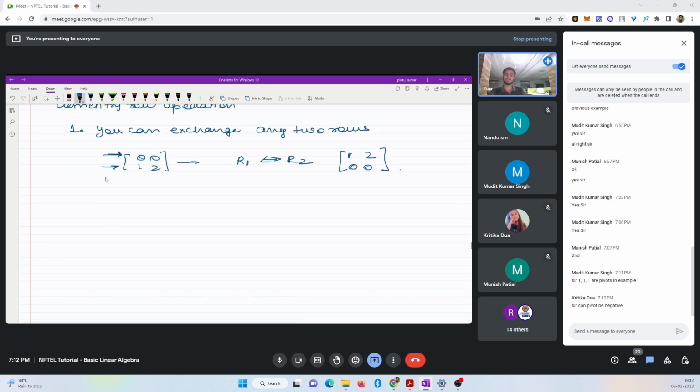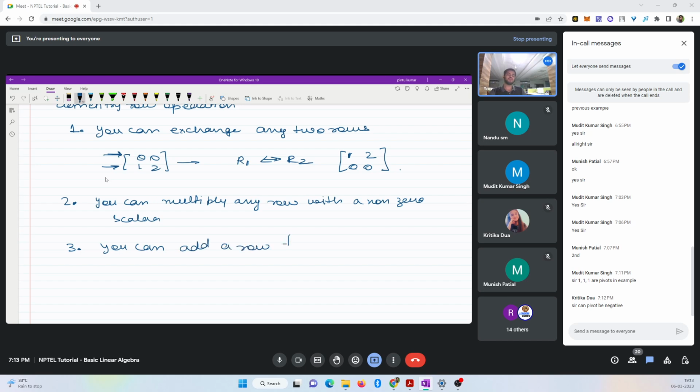Now the second rule is you can multiply any row with a non-zero scalar. I'll come to this example again. The third rule is you can add a row to any other row.